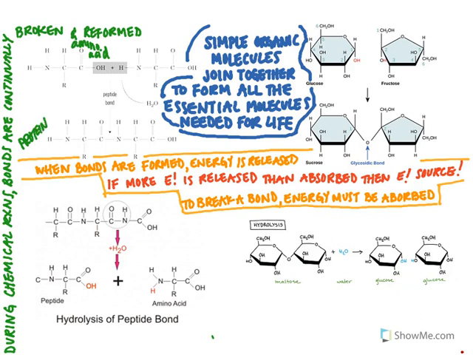Let's look and see what's happening here. We have this OH on the carboxyl end of the amino acid, and this hydrogen on the amine part of the other amino acid. And what's happening? We have this peptide bond. Now it's bonded, but let's look and see what happened. All of a sudden, this C and this N are bonded together. So what happened?